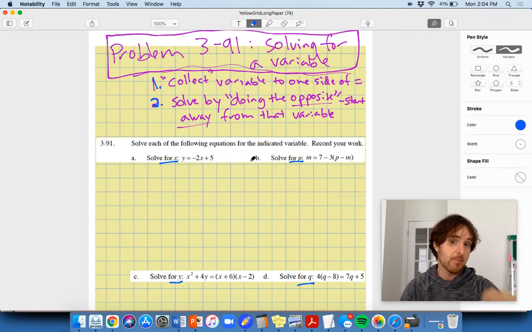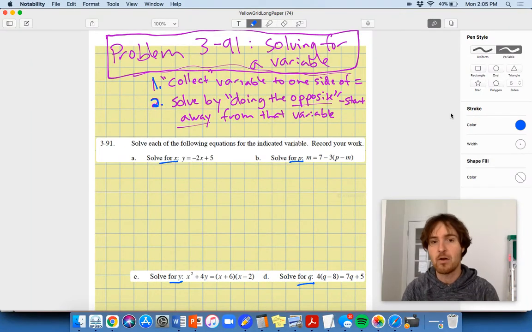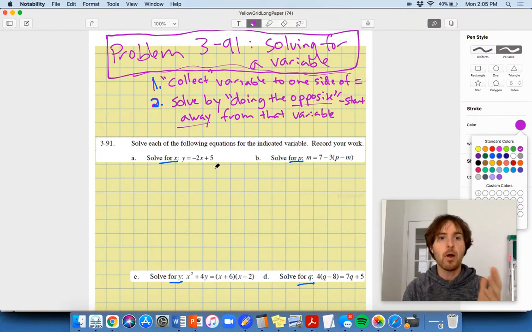Okay, what you're going to see in part A, I'll show you what I'm talking about here. Start away from the x because you got to solve for x here. Ready to get going? All right, let's get going. Part A right now. Part A, solve for x. We have y equals negative 2x plus 5.